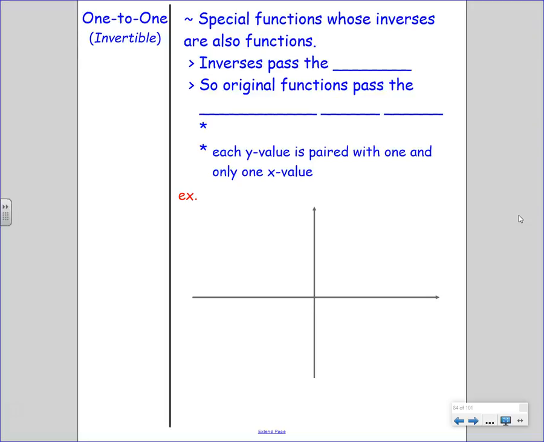Where are we at? Special functions. These inverses are also functions. One-to-one is an adjective. A synonym for one-to-one is invertible. And if you're being really lazy, like sometimes math people are, you could just literally write the number 1 hyphen and the number 1. Same thing. These are all synonyms. They all mean the same thing. You might be responsible for different ones at different times. It's an adjective. It just describes a function. It's a special kind of function whose inverse, when you flip it, will also be a function.